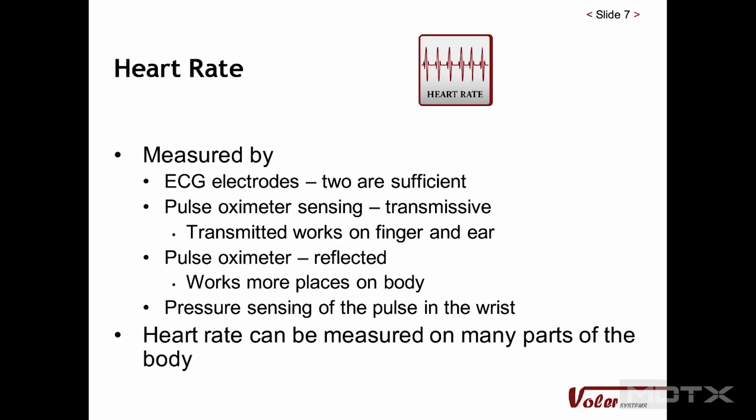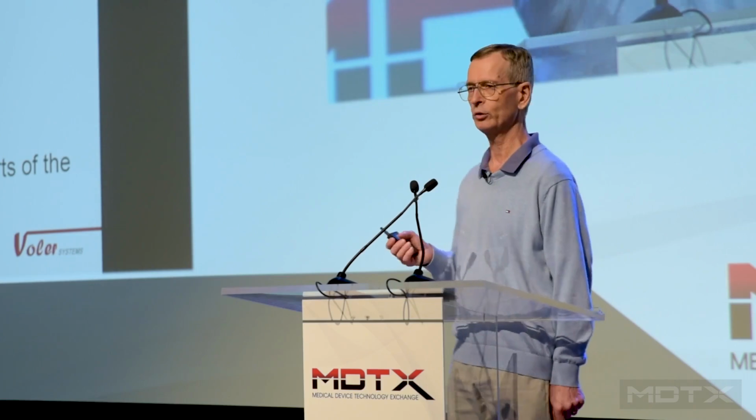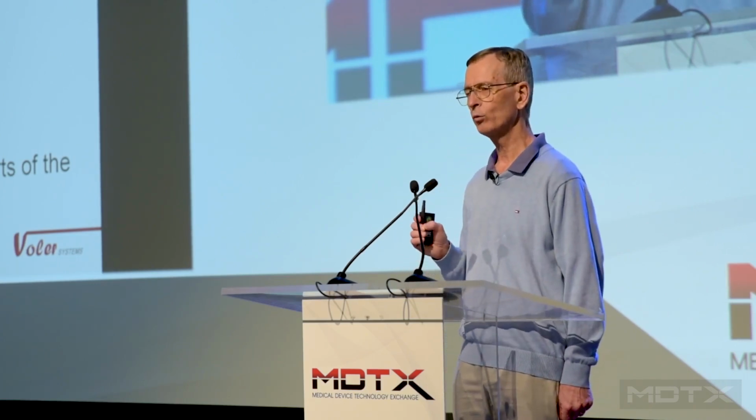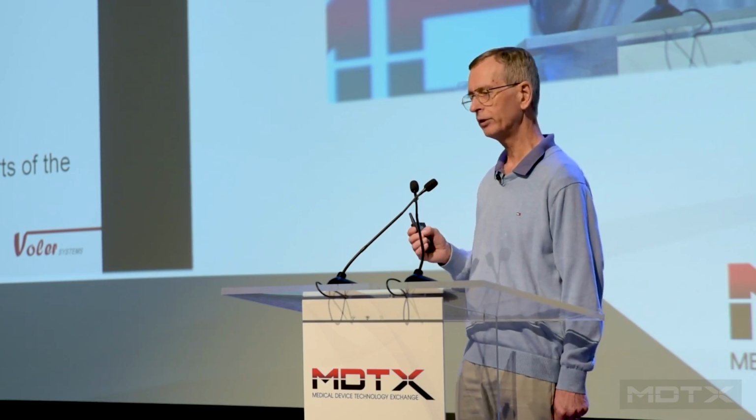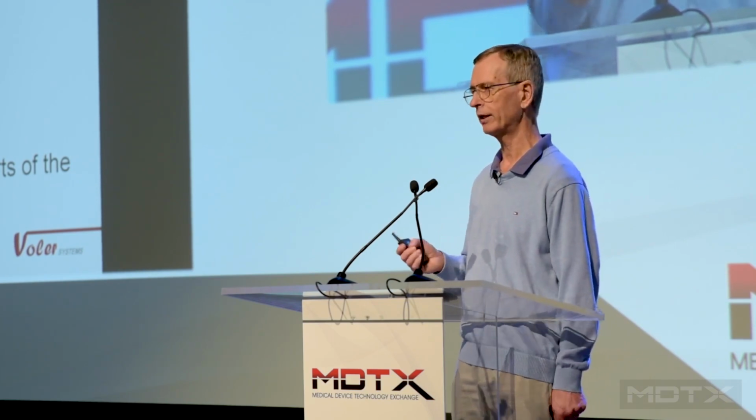Heart rate is another common parameter you want to measure. A common way to do that is with ECG electrodes. You can use just 2 electrodes and measure heart rate. It works great on the chest. It can even work on other parts of the body like the wrist.